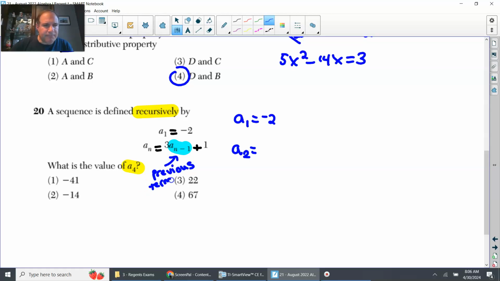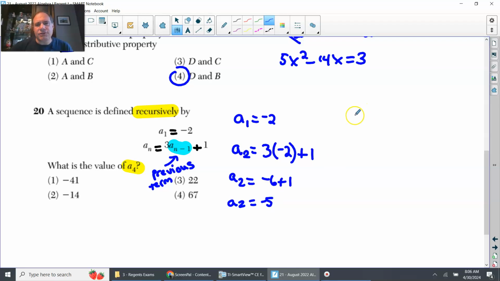That whole thing. So this is 3 times the previous term, plus 1. That's all it is. So it's 3 times the previous term, plus 1. So a sub 2 is negative 6 plus 1. A sub 2 is negative 5. Now we jump to a sub 3.